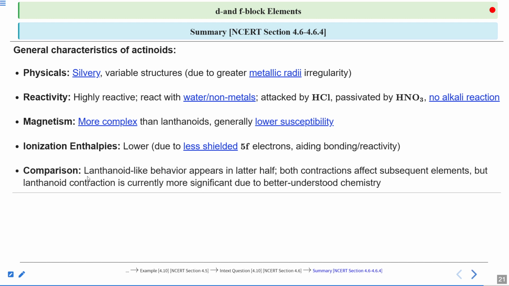The comparison: if you compare actinoids and lanthanoids, lanthanoid-like behavior appears in the later half of the actinoids, and both contractions, the lanthanoid and the actinoid contraction, affect subsequent elements. But lanthanoid contraction is currently more significant, more important, due to the better understood chemistry of the lanthanoids compared to the actinoids, because actinoids are radioactive. They occur in very low amounts, in nanogram quantities, and their half-lives are also very short.